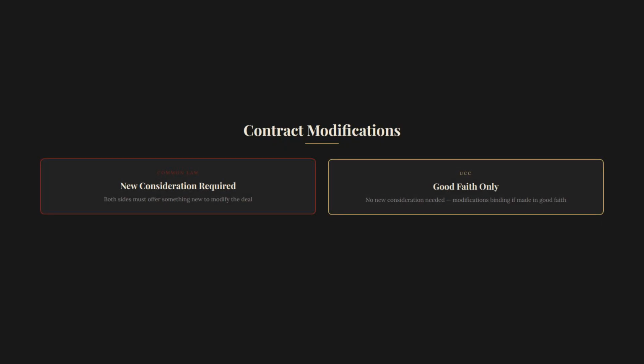Under the UCC, contract modifications don't require new consideration. They just need to be in good faith, so the body of law you're operating under determines the answer. That's the difference right there. Which brings us to the threshold question you have to answer before anything else.